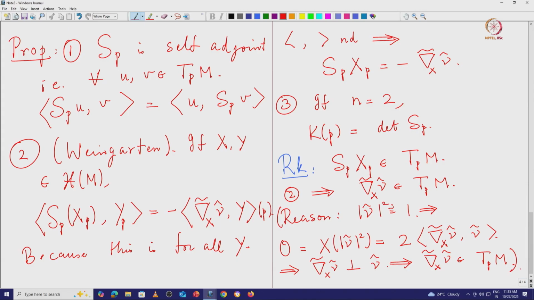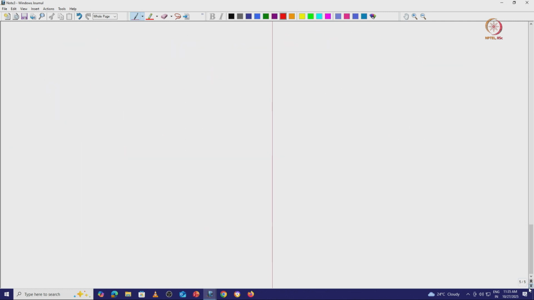So it's not surprising that this gives you another element of the tangent space of M. All right. So as I said, I won't prove this because these are easy consequences of what we have already done. Let me now compute out an example.